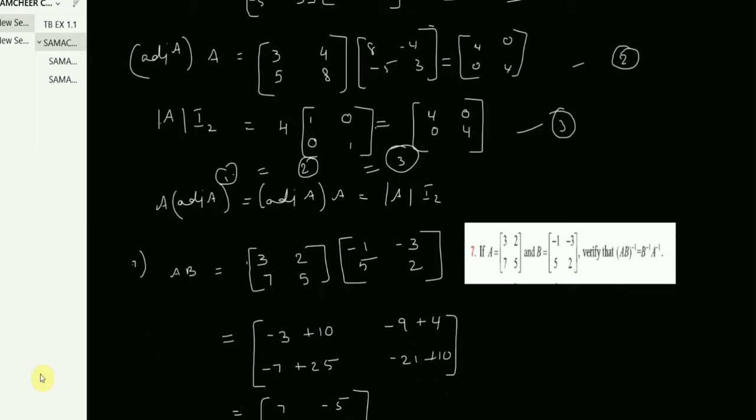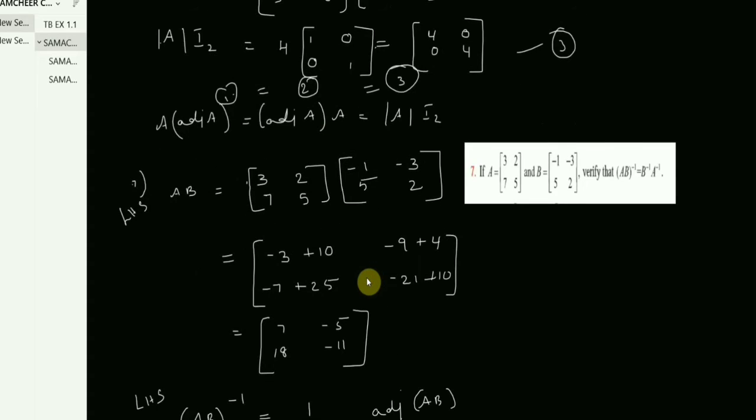Let us first multiply A into B. So there is the left hand side, matrix A into the matrix B, into inverse we have to find. So multiply normally: 3 into minus 1 plus 10, that is 7. 3 into minus 3 plus 4, that is minus 5. Minus 7 plus 25, 18. Minus 21 plus 10, that is equal to minus 11.